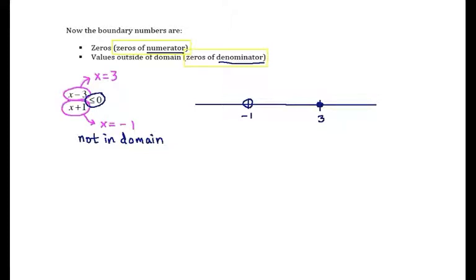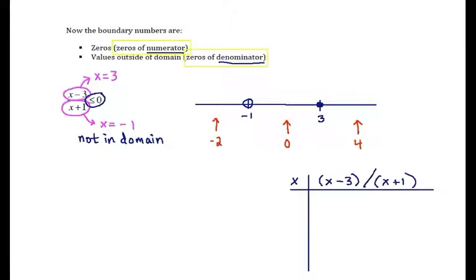Okay, now it's time to pick representative values from each interval. Something to the left of -1, I'm going to choose -2. Something between -1 and +3, I'll choose 0. And something to the right of 3, I will choose 4. And now I will do my sign analysis.